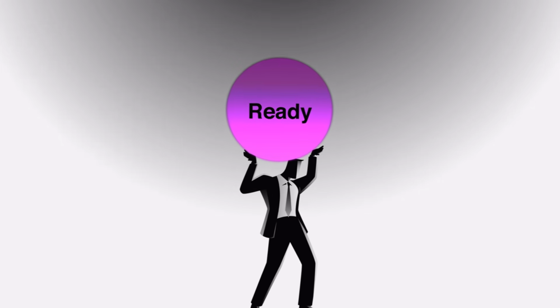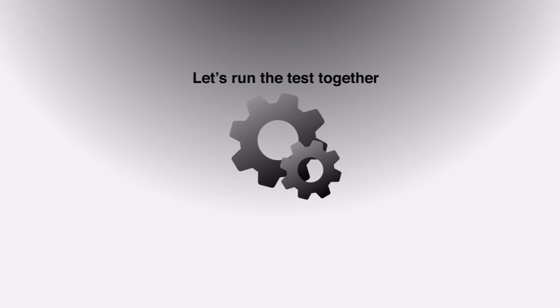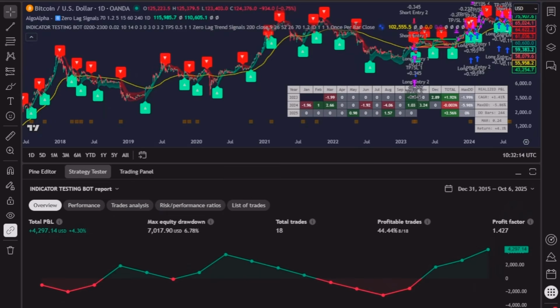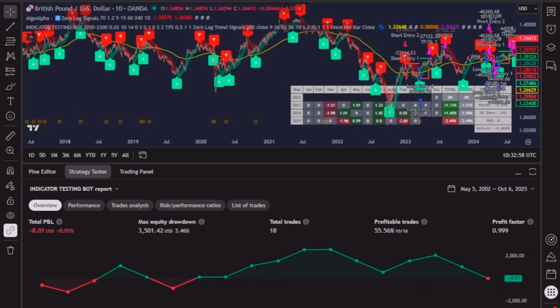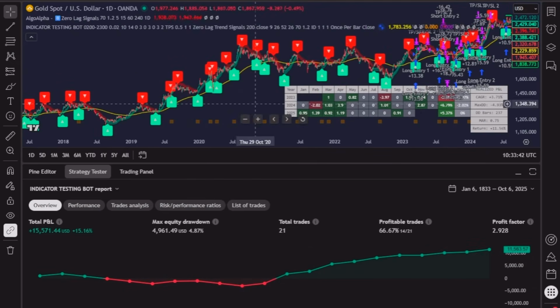Now that everything's ready, let's run the test together. I will plug the rules into the bot, hit start and let's see what the real numbers tell us.